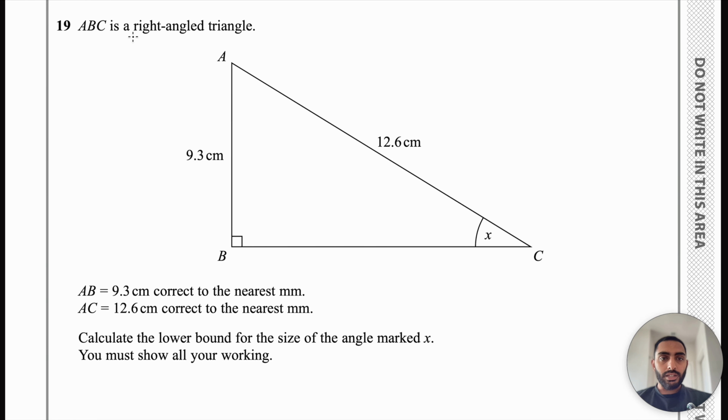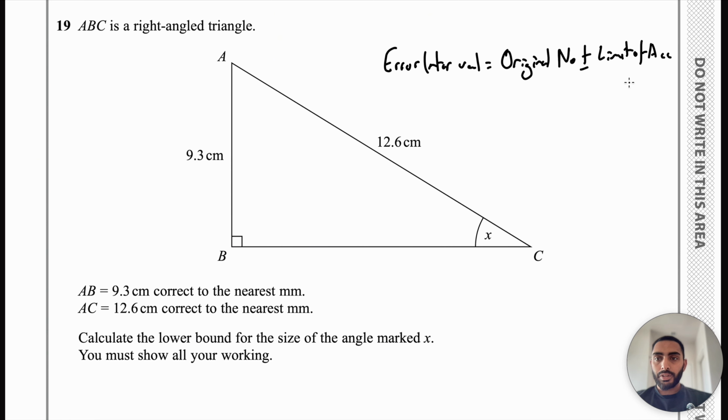Question 19. ABC is a right angled triangle. AB is 9.3 centimeters, correct to the nearest millimeter. So you can see it's already there. Let's just write what the error interval for this one would be. So the error interval is the original number plus and minus the limit of accuracy divided by 2. Here, the original number is 9.3.